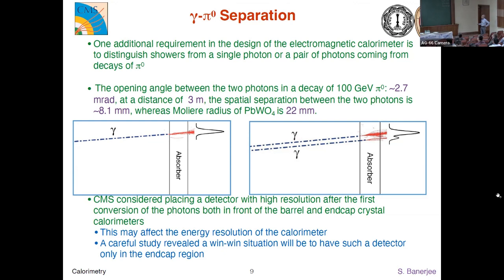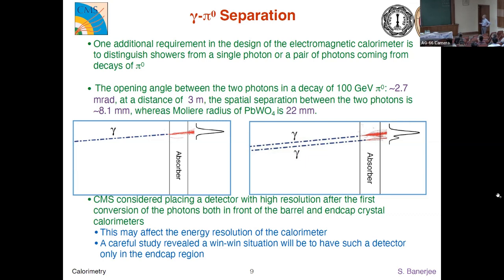CMS considered placing a detector with high resolution after the first conversion of the photons, both in front of the barrel and end cap crystal calorimeters. Now, when you place them, obviously this will affect the energy resolution of the calorimeter. So you really have to see what you gain and what you lose. What was found is that in the barrel, you lose more than you gain, but in the end cap, you gain more than you lose. So you remove the barrel pre-shower detector, and we only have an end cap pre-shower detector in the final design.